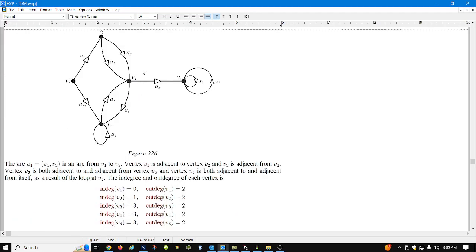Here's an example. I don't think I need to go through this. This is all pretty straightforward. V3 here has out degree 2, because there are two arcs that leave V3. As far as in degree, there are 1, 2, 3 arcs that terminate at V3. So the in degree is 3, the out degree is 2. Okay. And that's for vertex V3. In degree is 3, out degree is 2.